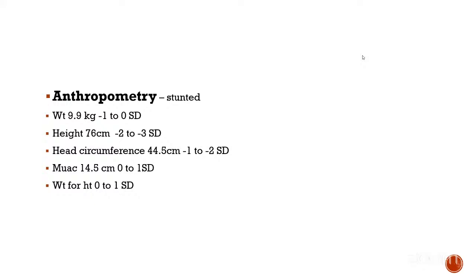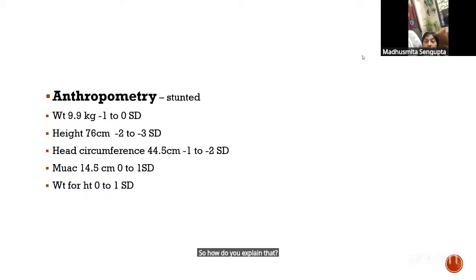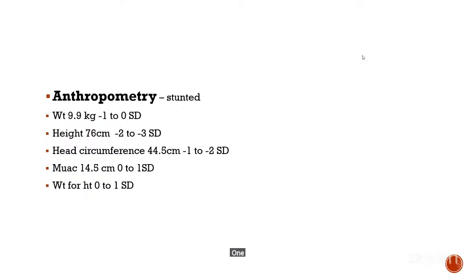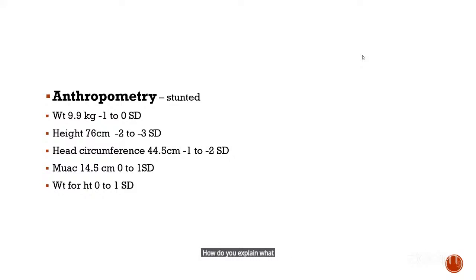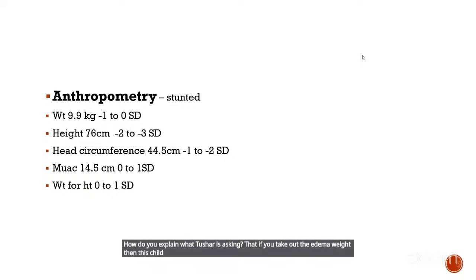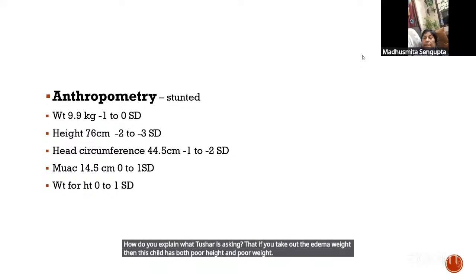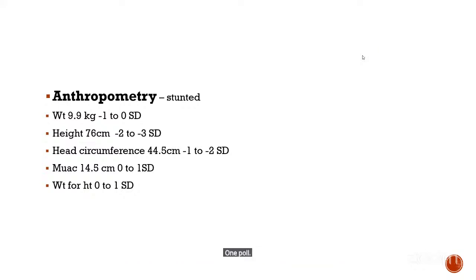So how do you explain that? 1 year, 7 months. How much? 1 year, 9 months. How do you explain what Tushar is asking? That if you take out the edema weight, then this child has both poor height and poor weight. So there is growth failure. So then it can be liver disease. Can you explain that?